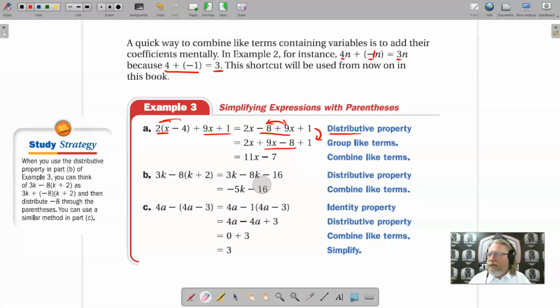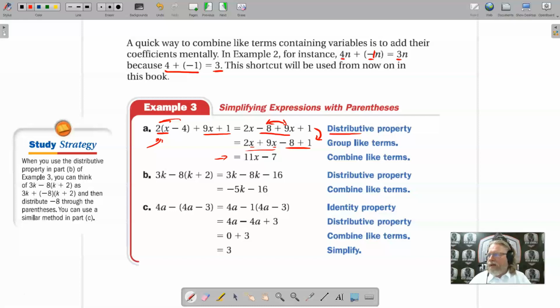So this is grouping. We've grouped them. The reason that they've done that is so that the 2x and the 9x are next to each other. So you now know to add the 2 plus 9 is 11. And they're both in terms of x, so we bring the x along for the ride. And then negative 8 plus 1 is negative 7. So in the end, we end up with this expression here equal to this expression here. It is simplified. We have no grouping symbols, and all the like terms have been combined.